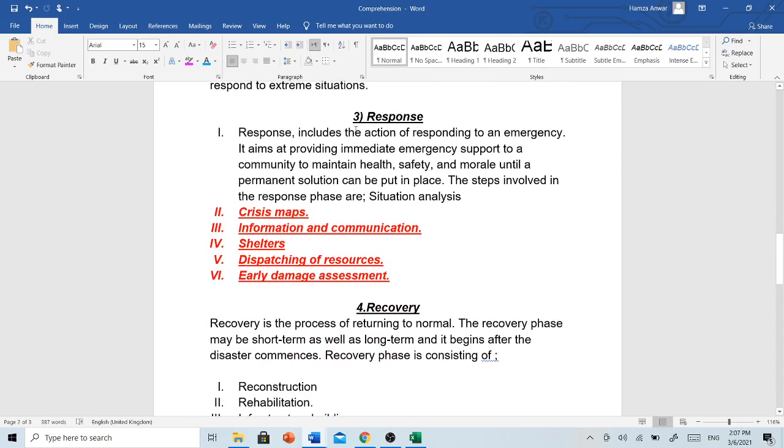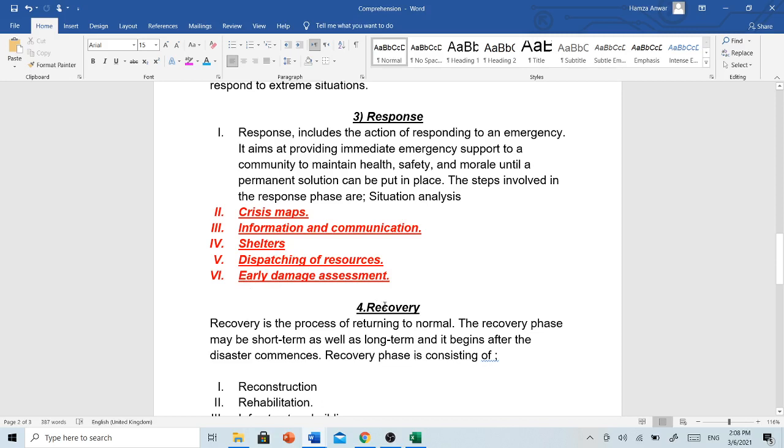Number 3. Response. Response includes the action of responding to an emergency. It aims at providing immediate emergency support to a community to maintain health, safety, and morale until a permanent solution can be put in place. The steps involved in the response phase are situation analysis, crisis maps, information and communication, shelters, dispatching of resources, and early damage assessment.